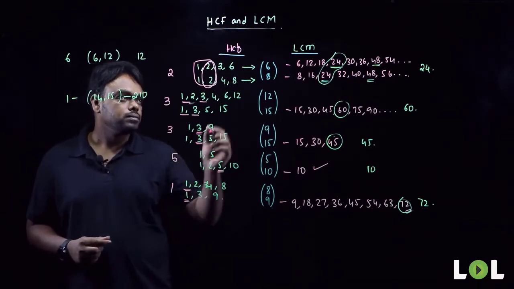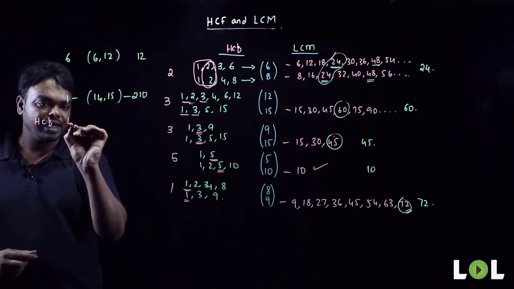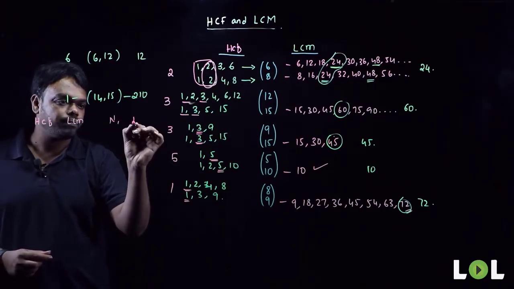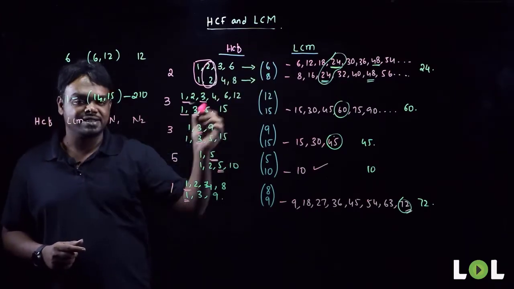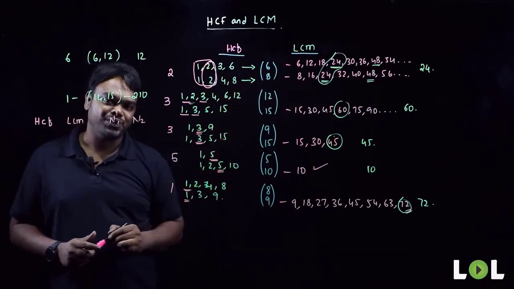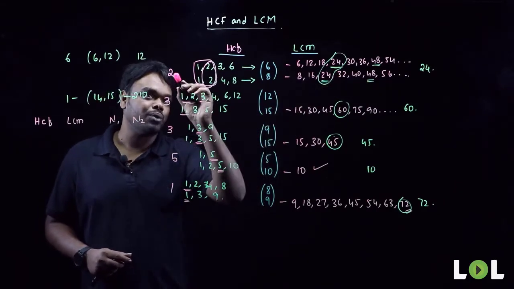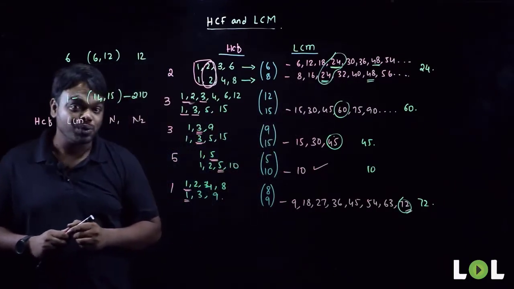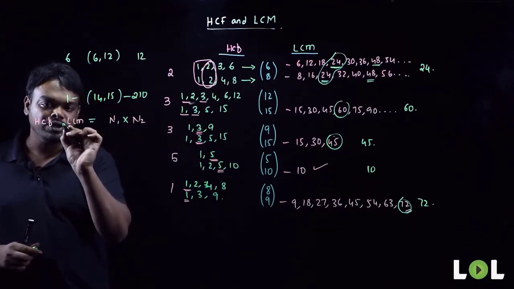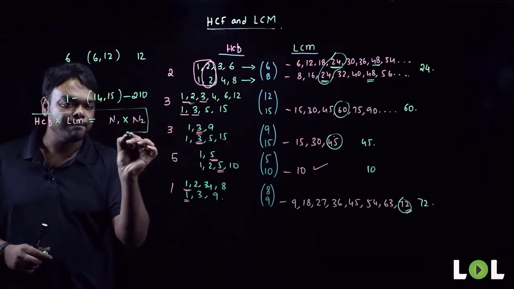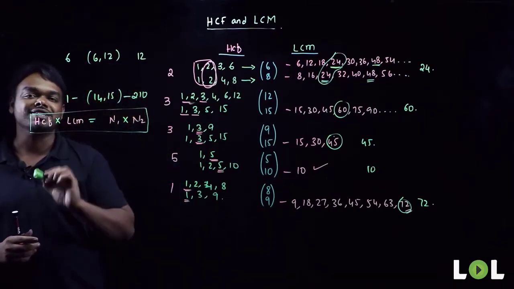Now if you see N1 and N2, I'll take HCF, LCM, N1 and N2. In this case, N1 and N2 are 6 and 8. What is 6 into 8? 48. Now, what is the HCF? 2. What is the LCM? 24. What is 2 into 24? 48. So, what do we get here? N1 into N2 is always equal to HCF into LCM. So the product of two numbers must always be equal to the product of their HCF and LCM.